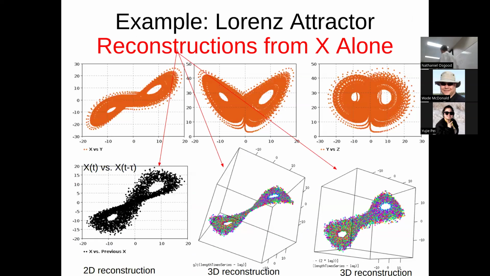But here's the thing. The structure of that system can be understood from just one of those pieces of data over time. We can reconstruct the structure of this system. This shows it from one of these time embeddings.